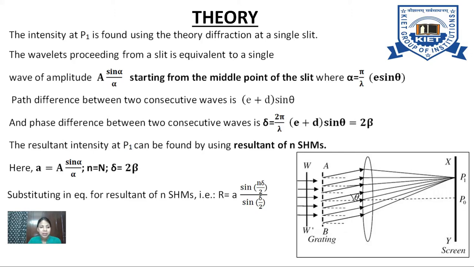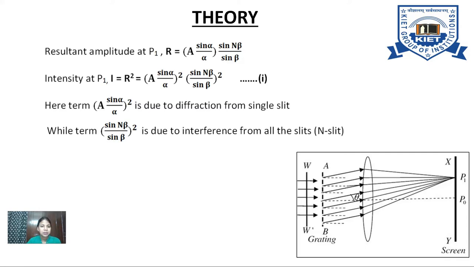For us, now small a becomes capital A sin alpha upon alpha, and small n becomes capital N, the number of slits in the grating. Delta is equal to 2 beta. And now if we substitute all these in the equation for the resultant of n simple harmonic motions, that is R equals A sin(n delta by 2) upon sin(delta by 2), we get the resultant amplitude at P1, and that is R is equal to A sin alpha upon alpha times sin N beta upon sin beta.